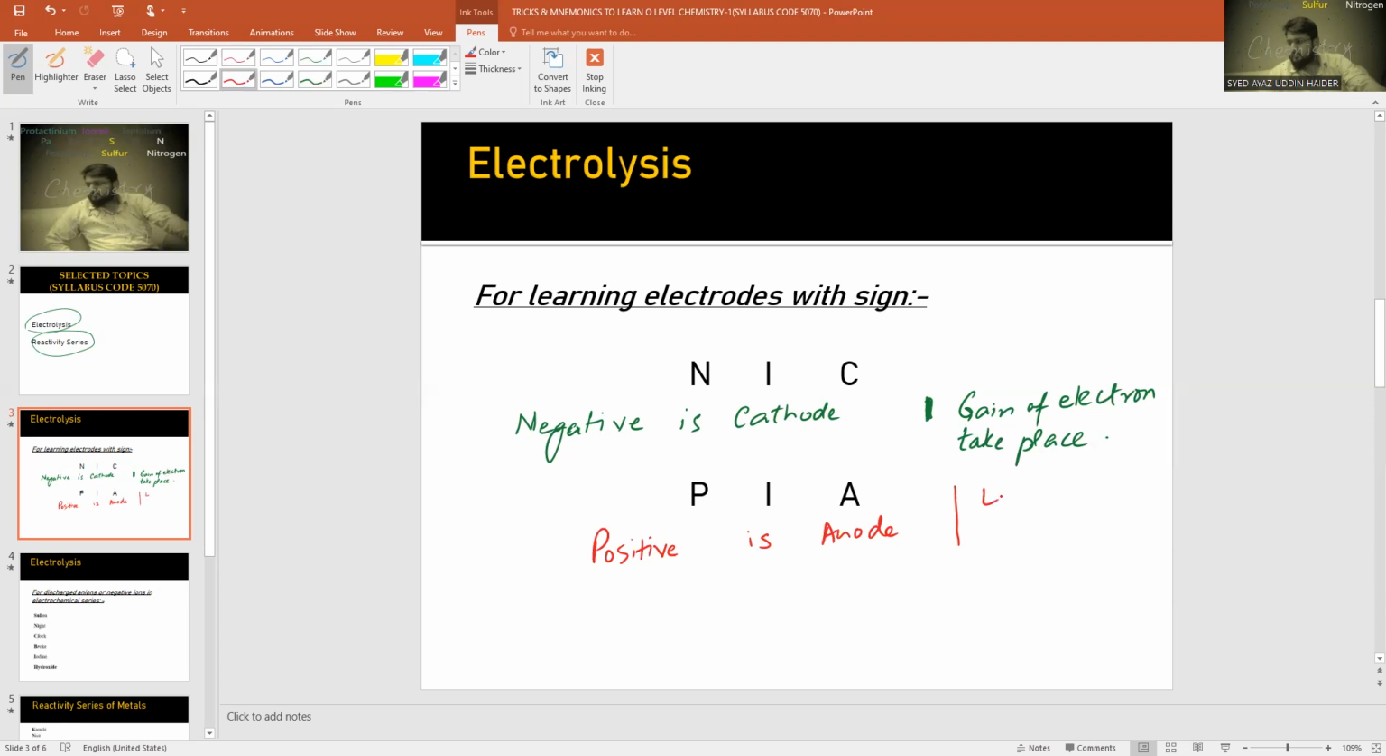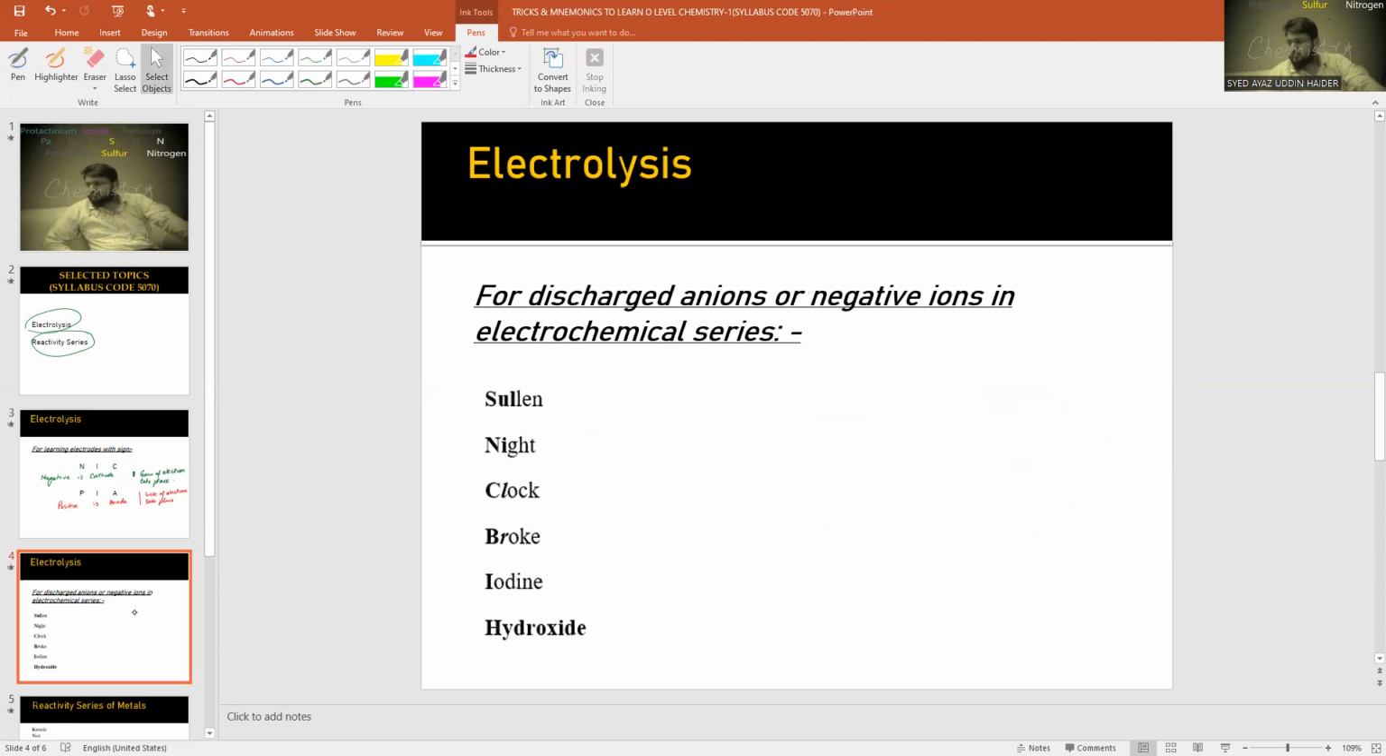Let me write: loss of electrons takes place. For discharged anions or negative ions in the electrochemical series: selenite, clock, broke, iodine, hydroxide. Here is the list for the anions that get discharged during electrolysis of their aqueous solutions.